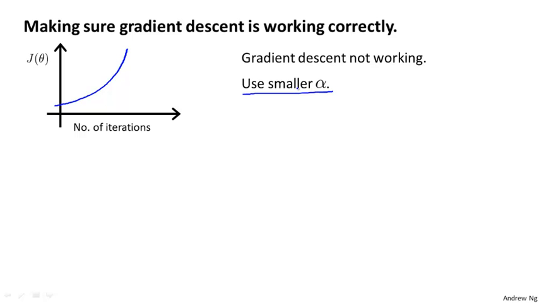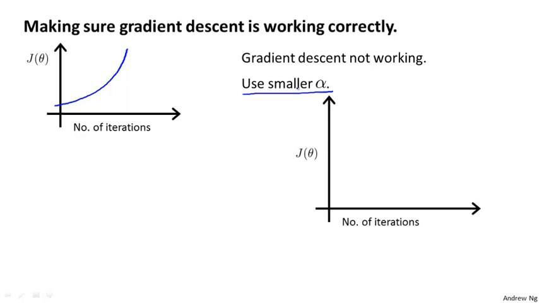If J of theta is actually increasing, the most common cause for that is if you're maybe trying to minimize a function that looks like this. But if your learning rate is too big, then if you start off there, gradient descent may overshoot the minimum and send you there. And if the learning rate is too big, you may overshoot again and send you there, and so on. What you really wanted was for it to start here and slowly go downhill, right?